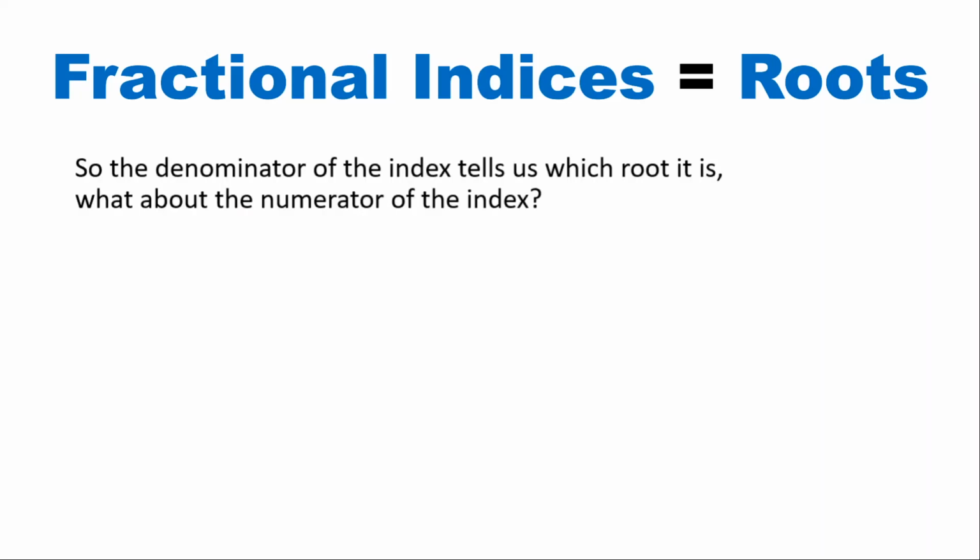So the denominator of the index tells us which root it is. What about the numerator of the index? So for example, 9 to the power of 3/2.